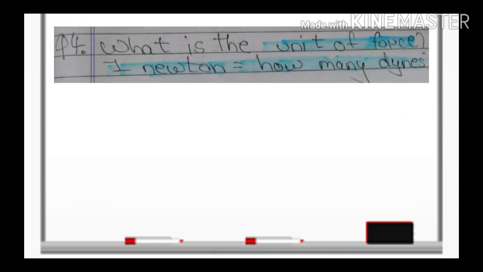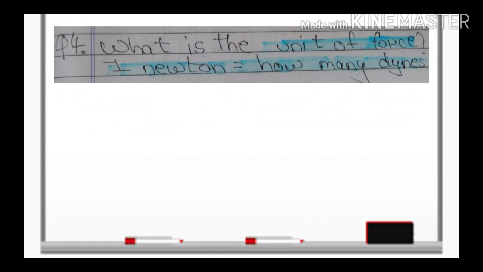Here goes the question. Here comes the next slide. Here comes the next question. What is the unit of force and 1 Newton is equal to how many dynes? So there are two questions basically here. The first one is what is the unit of force? You know newtons, right? Then the second question is 1 Newton is equal to how many dynes?